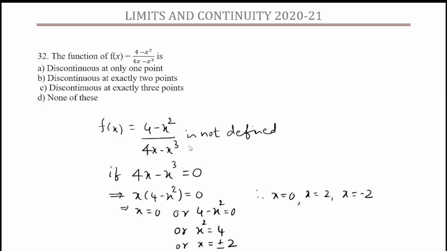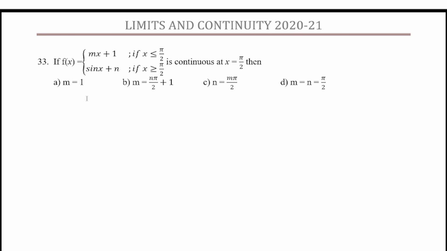So it is not defined, it is discontinuous at x equal to 0, x equal to 2, x equal to minus 2. How many values? 3 values. How many points? 3 points. So it is discontinuous at exactly 3 points. Option C is the right answer. Okay. Next question number 33.